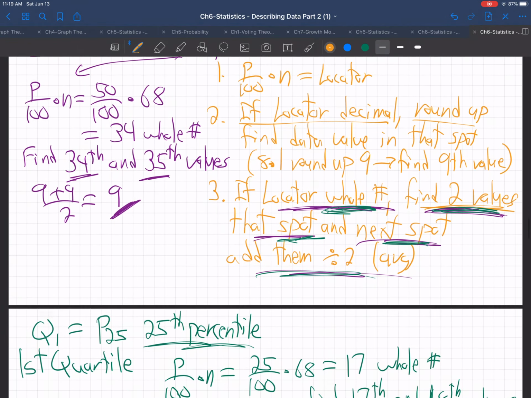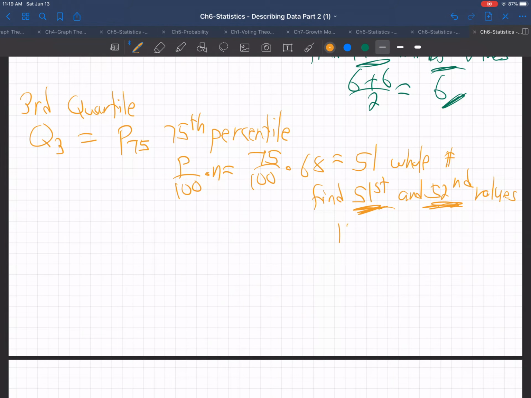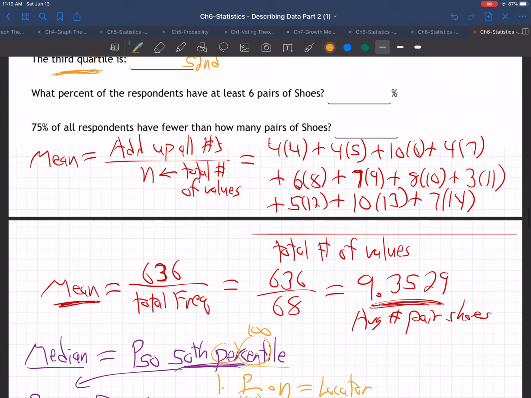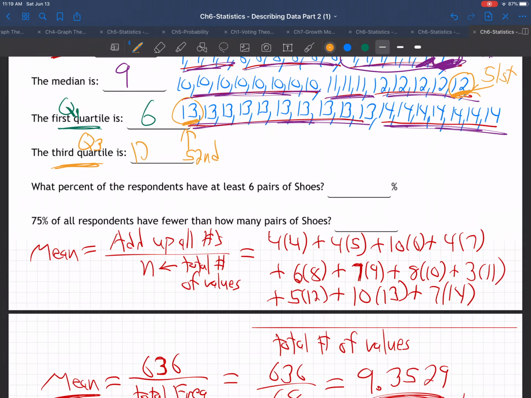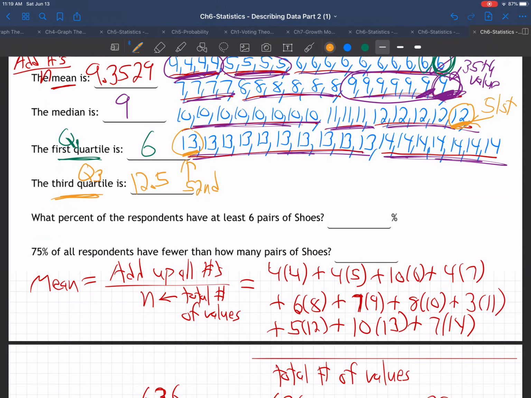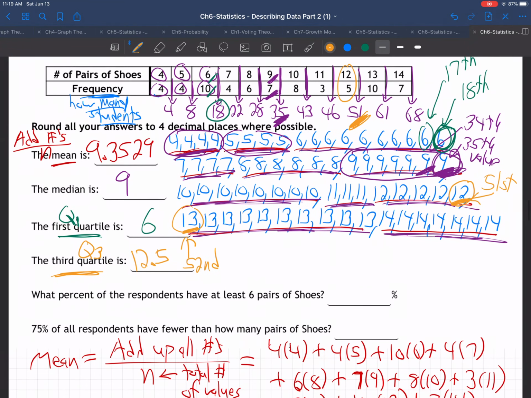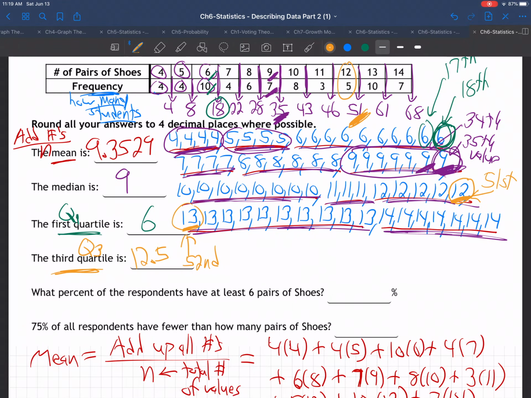We'll go find that formally. So it's 12 and 13. Add them and divide by 2. You get the average of 12 and 13. The middle of 12 and 13, of course, is 12.5. So that's Q3, 12.5. And that looks like it's 3/4 of the way through the data, right? 12.5 is right after the 12, right before the 13. That's 3/4 of the way through the data, the third quartile.